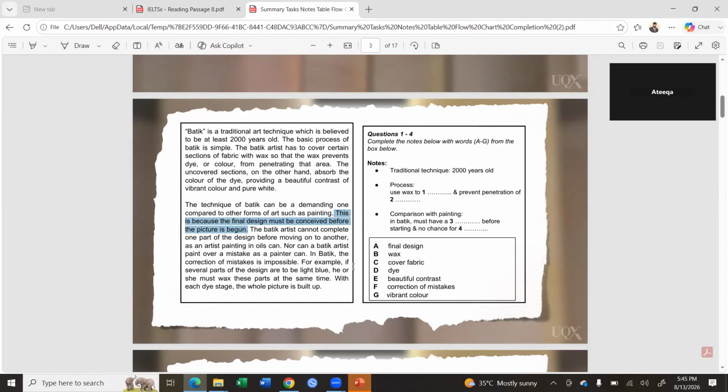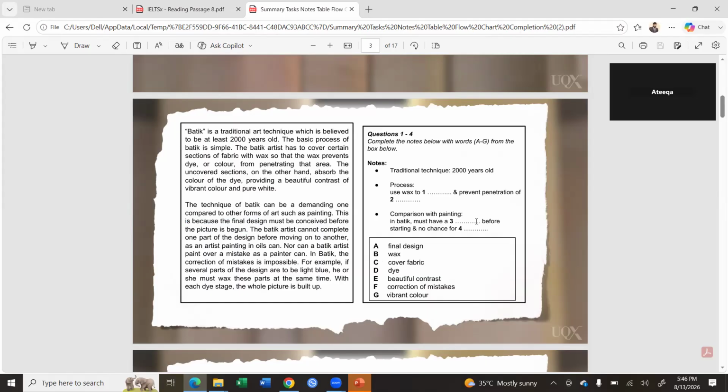So what is the final? What is the answer out of these options? Which one will you select? You cannot see it here. The final design must be conceived. So you must have the final design. So where is the final design in these options? A. Exactly. Option A is your answer. Right? Yes, sir.